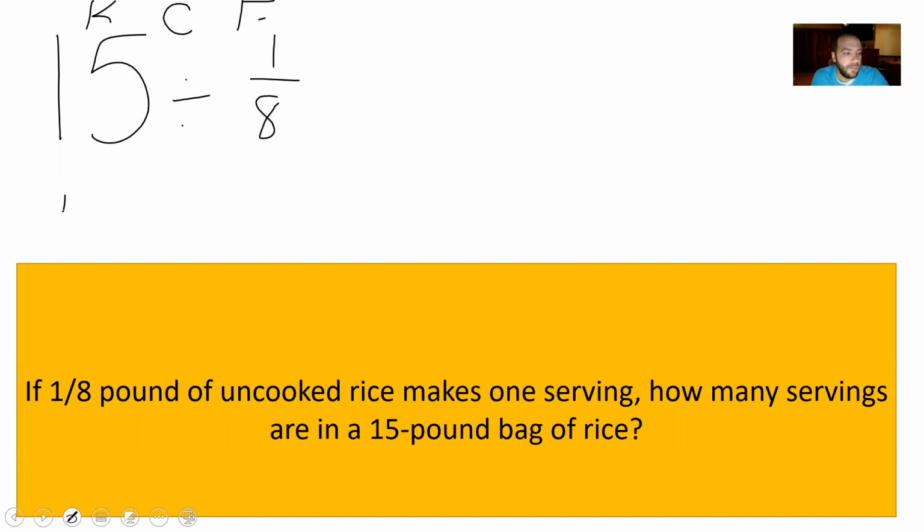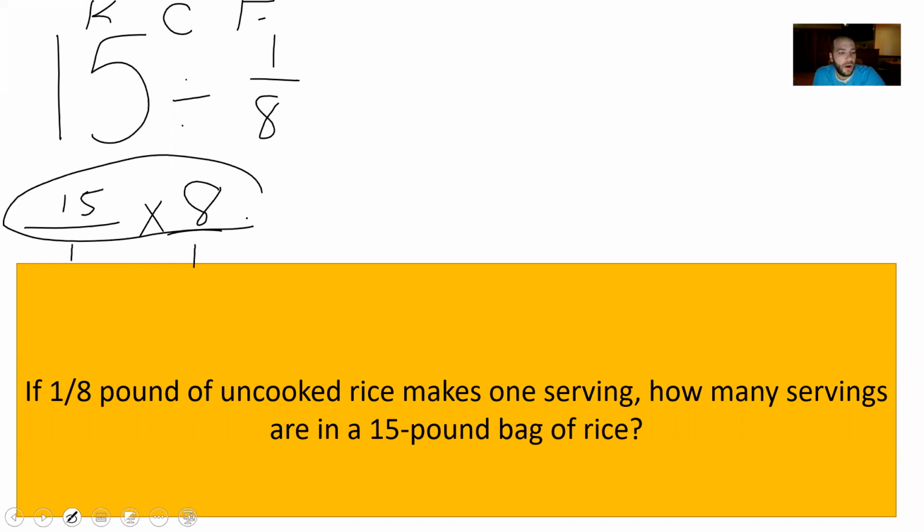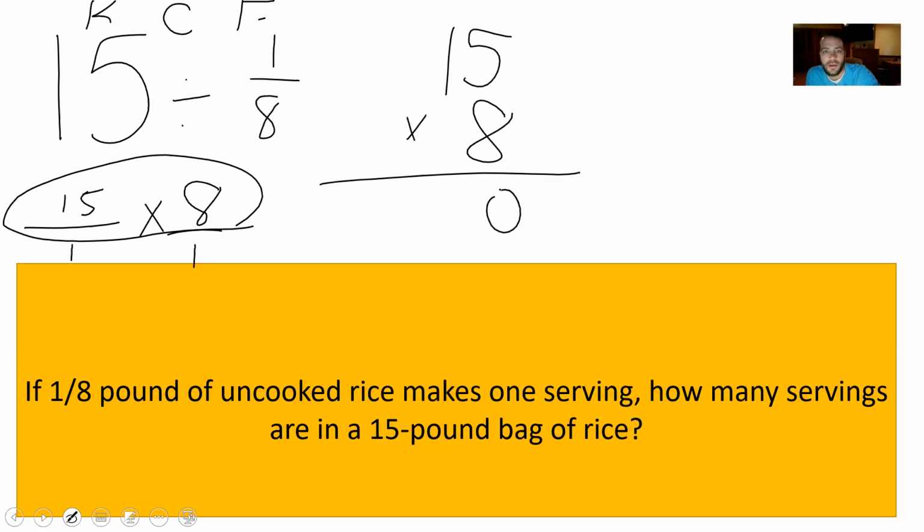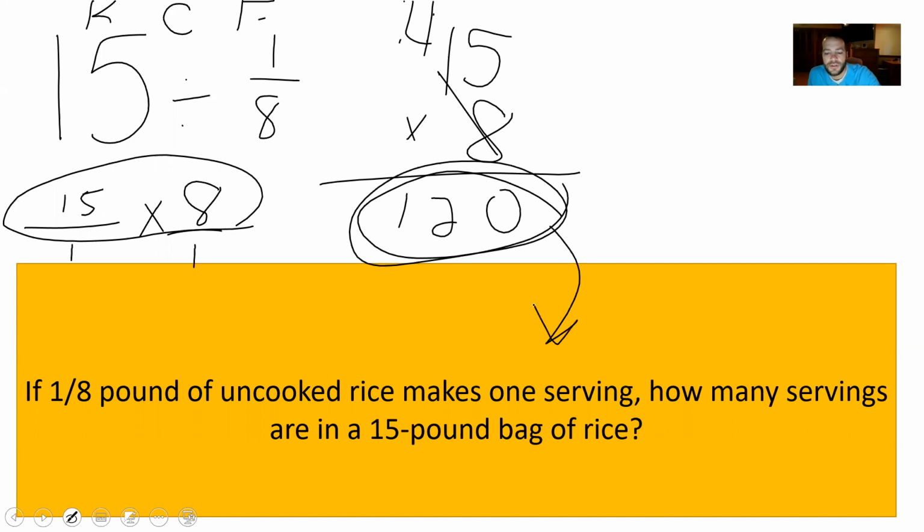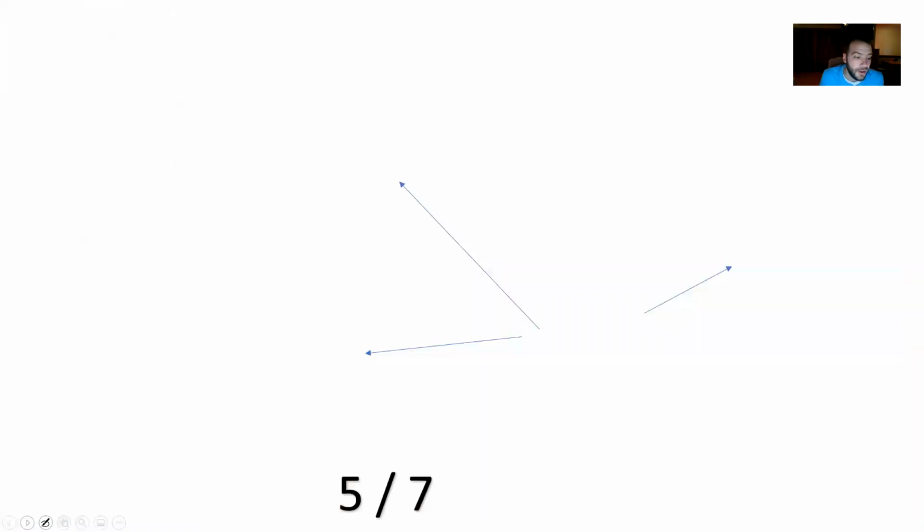So 15 is the keep, and 15 is 15 over 1. We're going to change to multiplication, and we're going to flip 1/8 into 8 over 1. Oh my gosh, now we just have whole number times a whole number. So 15 times 8, 5 times 8 is 40. And then 8, 9, 10, 11, 12. So that answer is 120. That makes sense that the answer is huge. There's going to be 120 servings. That's the challenge question, but it's actually a future question.